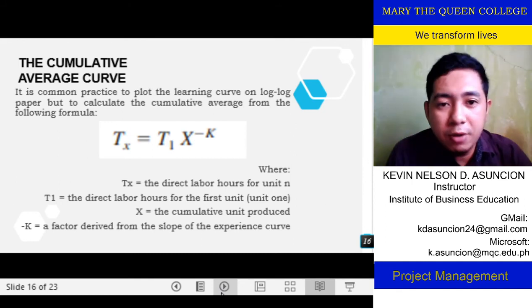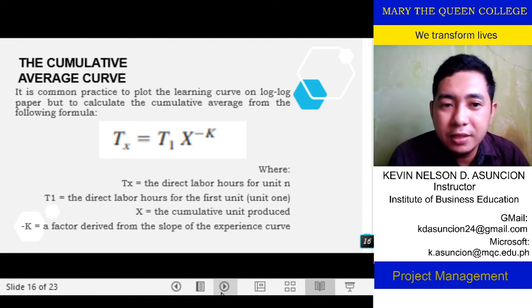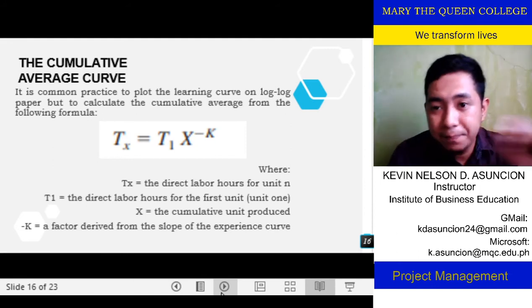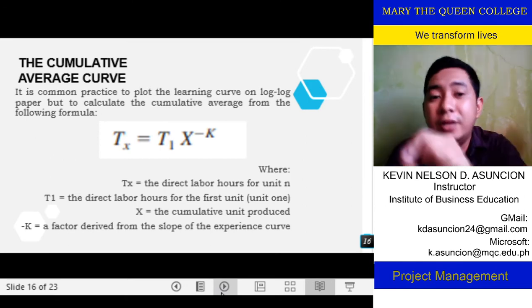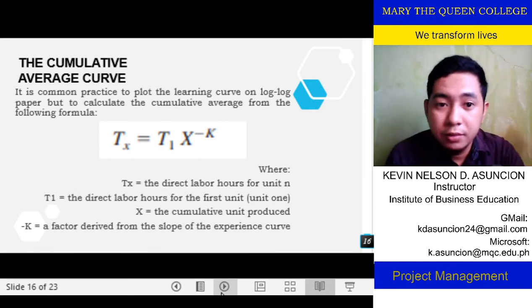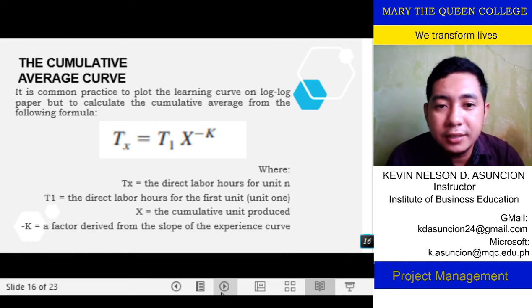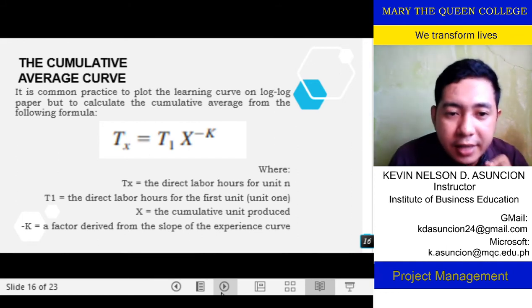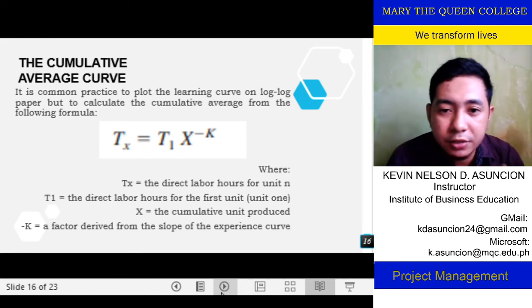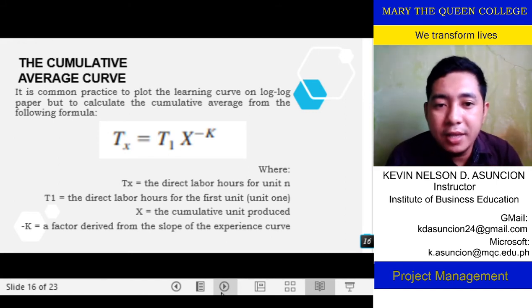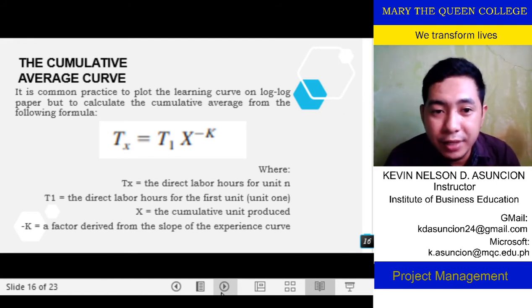So, it's common practice to plot the learning curve on log-log paper. Now, what's that log-log paper? It's kung baga nagsusulat ka, no? Pinaplot mo siya. No, but to calculate the cumulative average from the following formula. So that's tx equals t1 x raised to negative k. So makikita natin yan. Where tx is direct labor hours per unit.